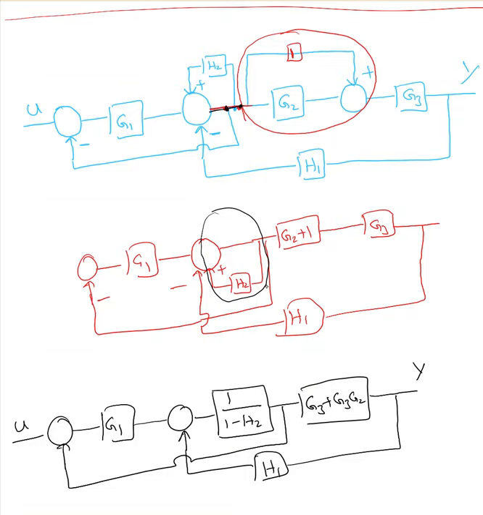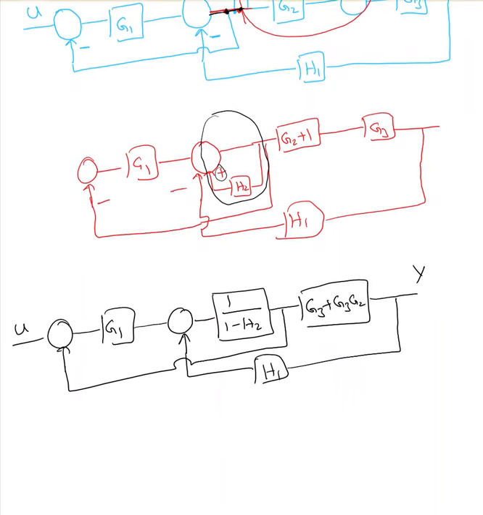Now I combined this feedback element, which is going to be 1 over 1 minus h2, since I have plus here, it must be minus, and I combine these two. It's just multiplication, so z3 plus z2 times z3.